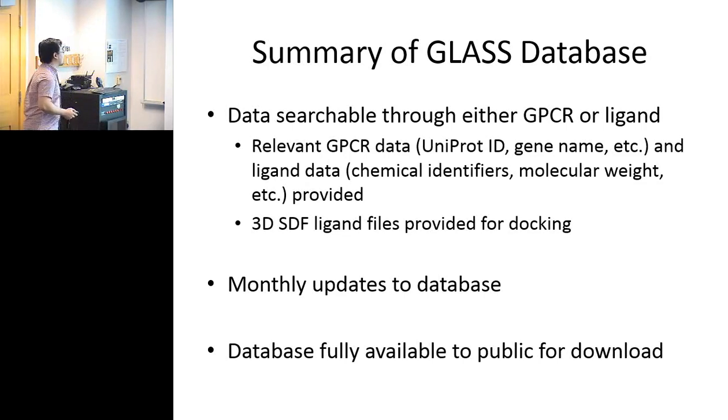Okay. So essentially, with the GLASS database, you can search by GPCR, you can search by ligand. You can also search by chemical similarity or substructure, which I didn't show just now, but you can draw your chemical in and search for it. All the ligands are available in SDF file format. SDF is a computerized version of your ligand in 3D format. There are monthly updates, and the database is fully available to the public for download, so you can do what you want with the data.